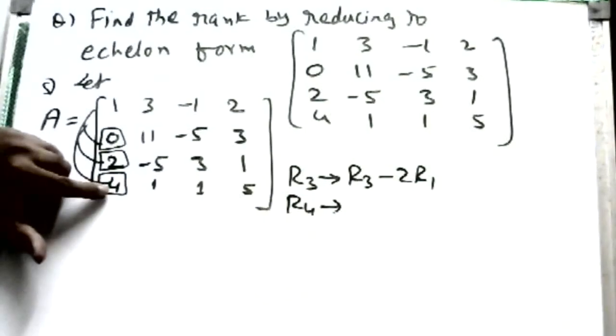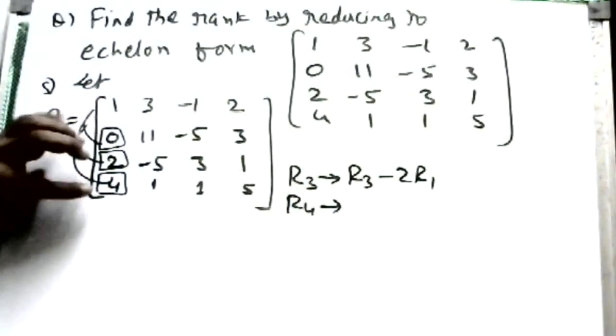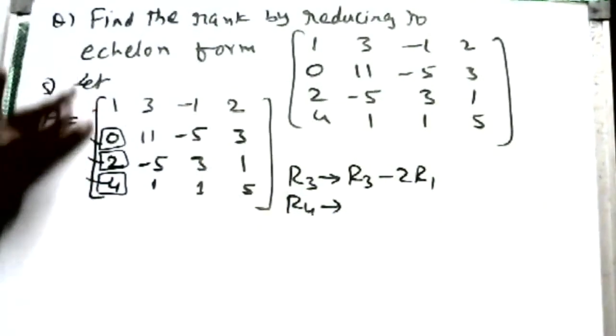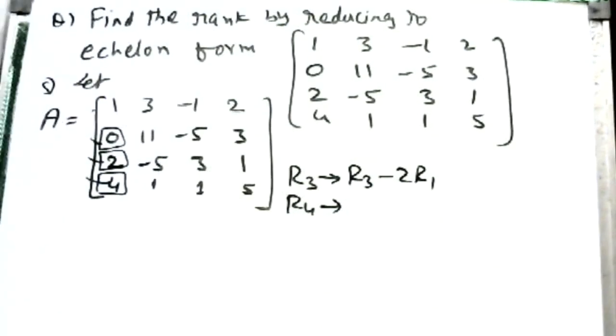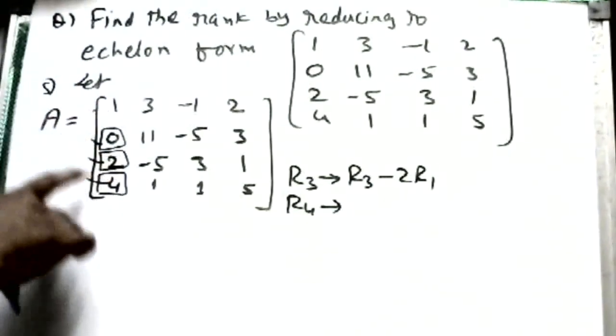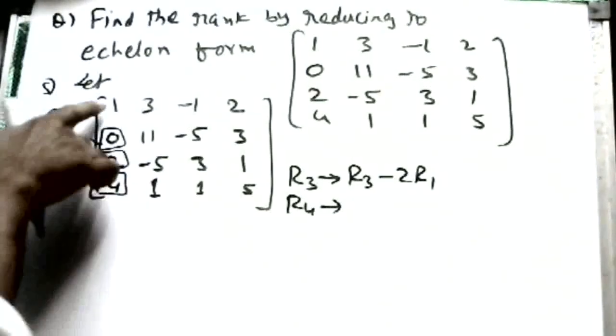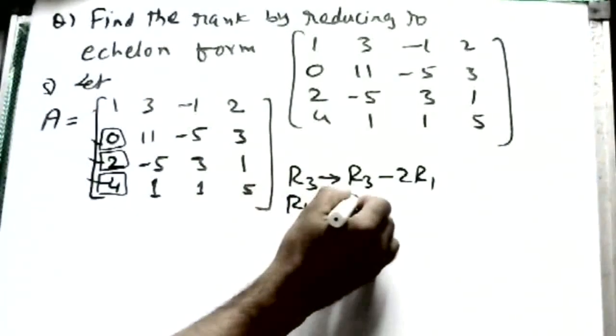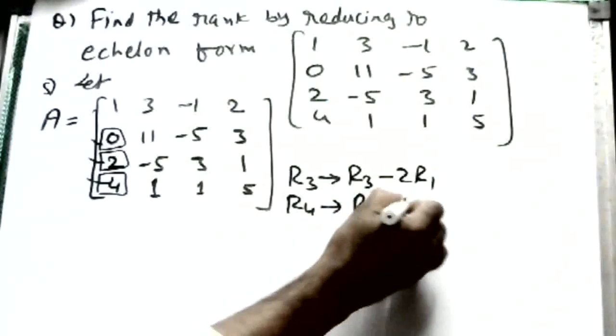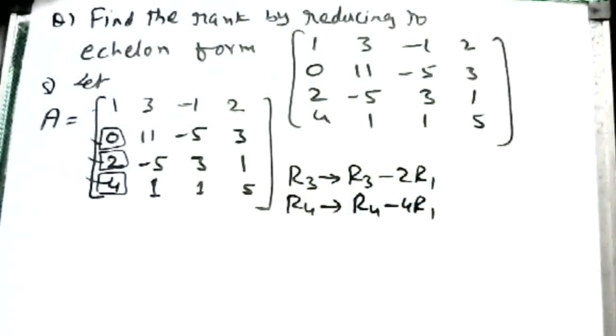In the same way, this is R4, this is 4, and this is 1. In the first step, when we make these 3 zeros, we must use R1 only. So let me use this one. What is the method here? This is plus 4, this should be minus 4. So therefore, R4 implies R4 minus 4R1.